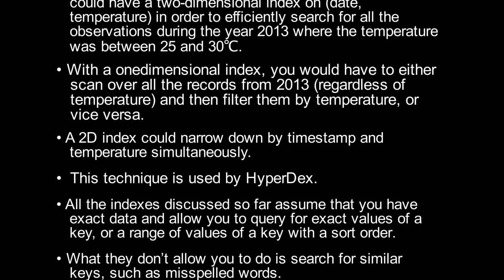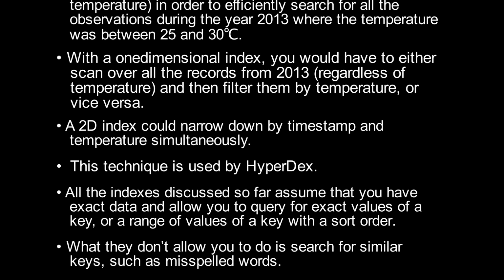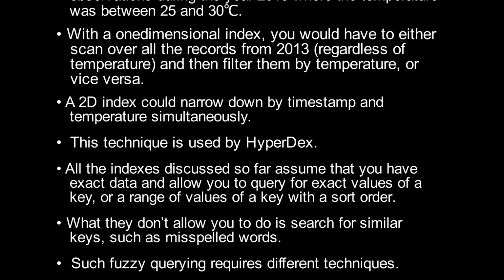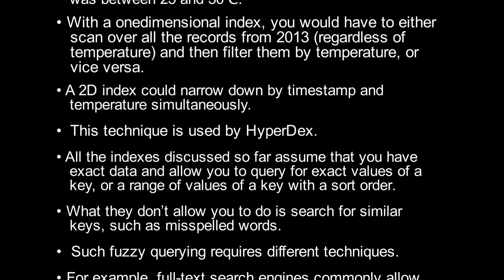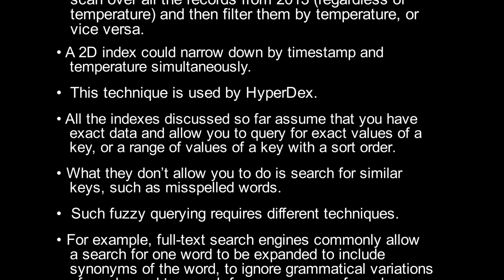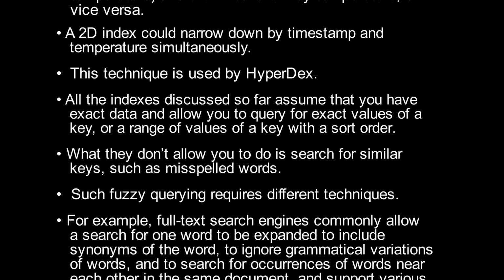All the indexes discussed so far assume that you have exact data and allow you to query for exact values of a key, or a range of values of a key with a sort order. What they don't allow you to do is search for similar keys, such as misspelled words. Such fuzzy querying requires different techniques.